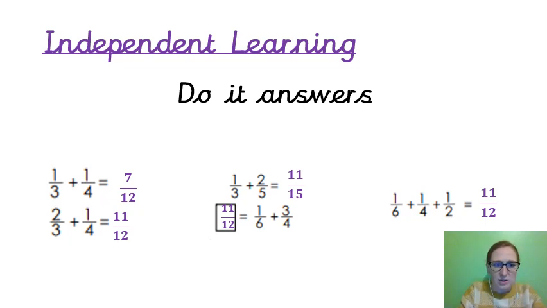We changed thirds and quarters into twelfths to make 7 twelfths. We turned the thirds and the quarters into twelfths again to make 11 twelfths. We turned the thirds and fifths into fifteenths to make 11 fifteenths. This looked tricky, but it's exactly the same. We turned the sixths and the quarters into twelfths, making 11 twelfths.